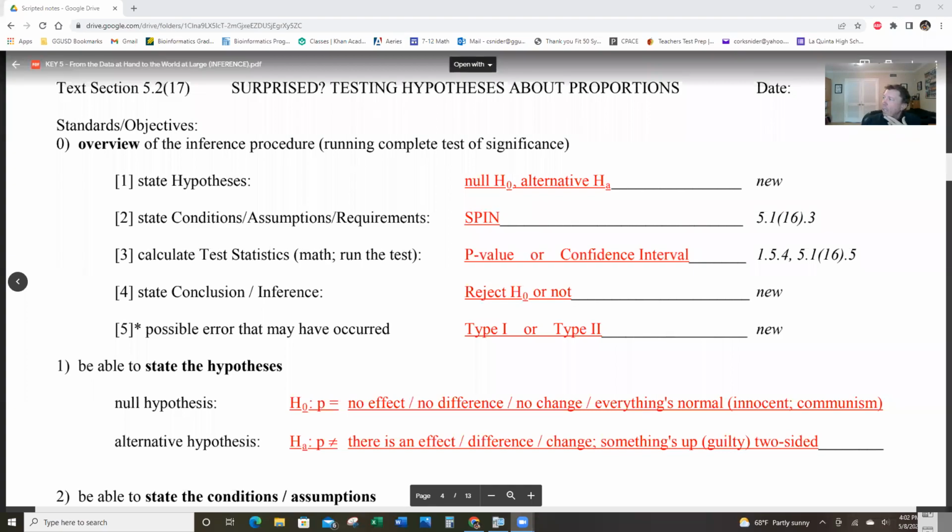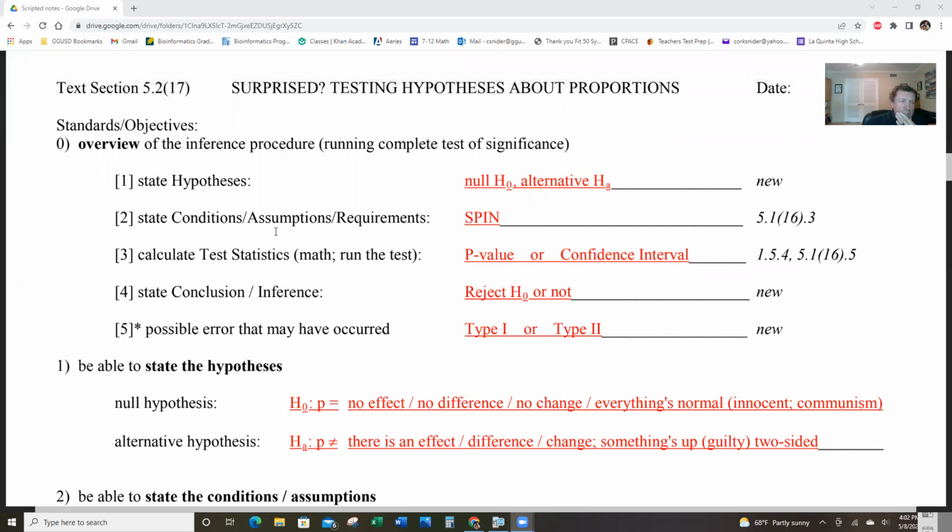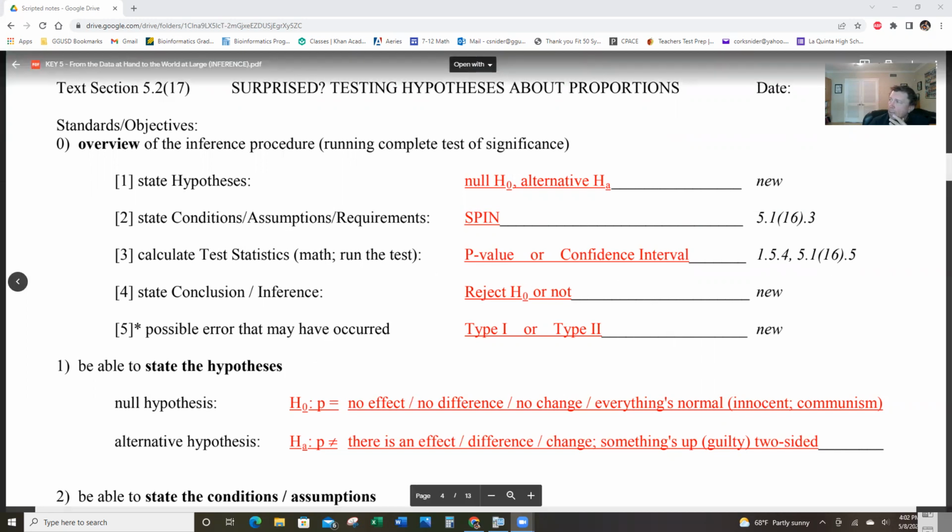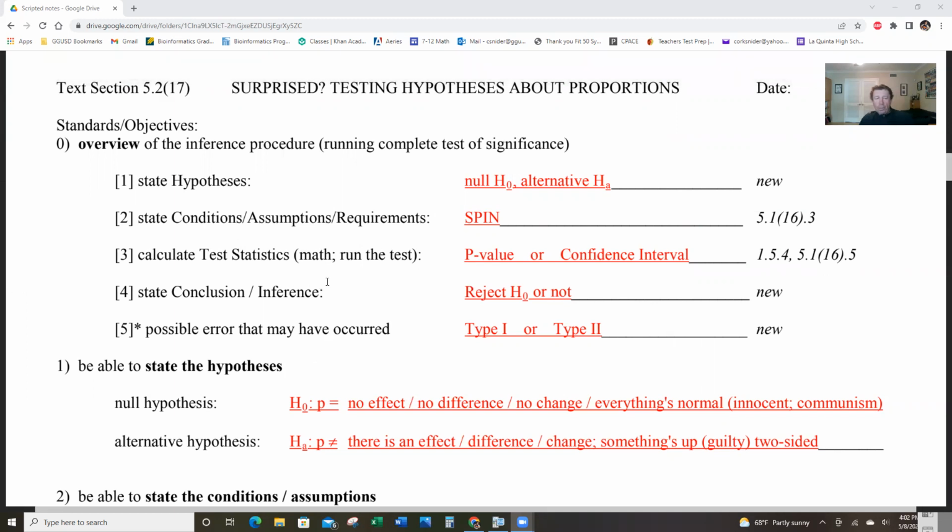All right, this is JV statistics. We are doing chapter 17. We're in inference right now, and it's gonna be pretty cool. So again, stop the recording as much as you need to because it does take a little time to write stuff down. We're talking about hypothesis testing in the 4-step process.